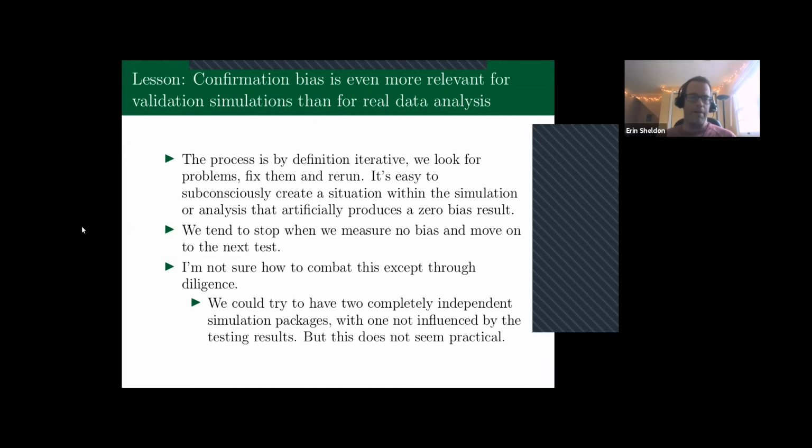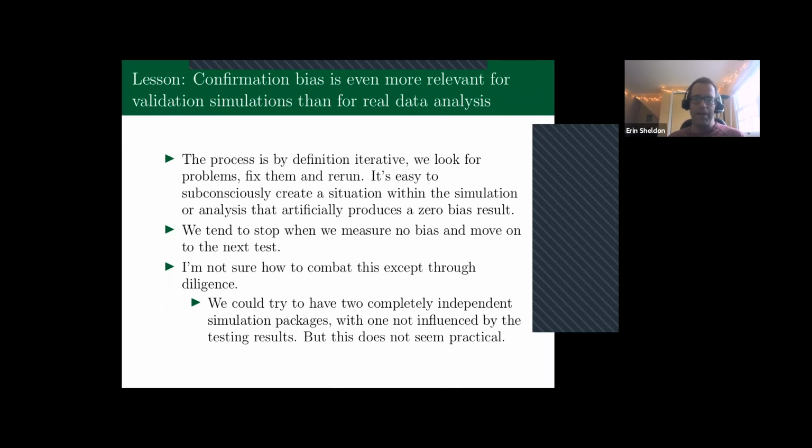So here's a point that I think has been really important and not realized by me until recently. Confirmation bias is even more relevant for these validation efforts than it is for real data analysis. The process itself is by definition iterative. You're going to run a simulation, look for problems, try to fix it, and rerun. And in this process, it is remarkably easy to subconsciously create a situation where either in the simulation or the analysis of that simulation, you've artificially given yourself a zero bias result without even realizing you've done it.